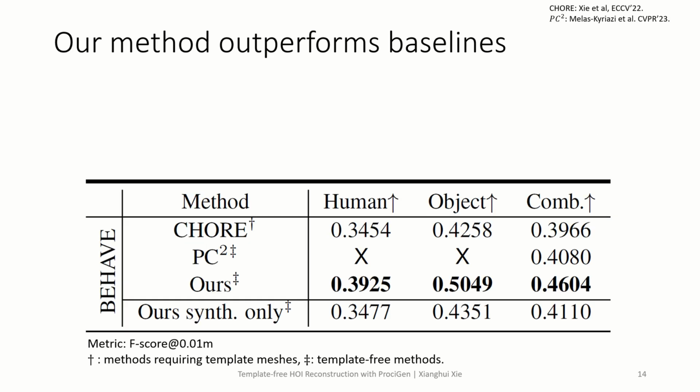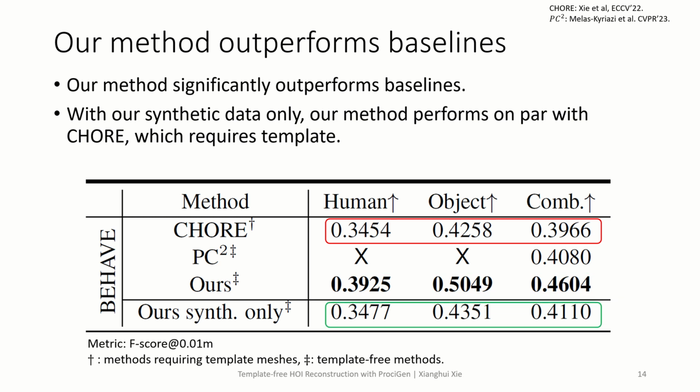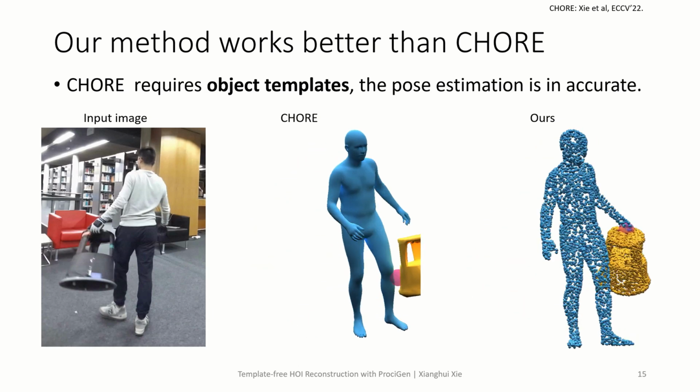We show quantitative results on the Behave dataset. It can be seen that our method significantly outperforms CHORE, which requires template. Training only on our synthetic data performs on par with CHORE, even though our method has never seen these objects before. We show qualitative comparison with CHORE.